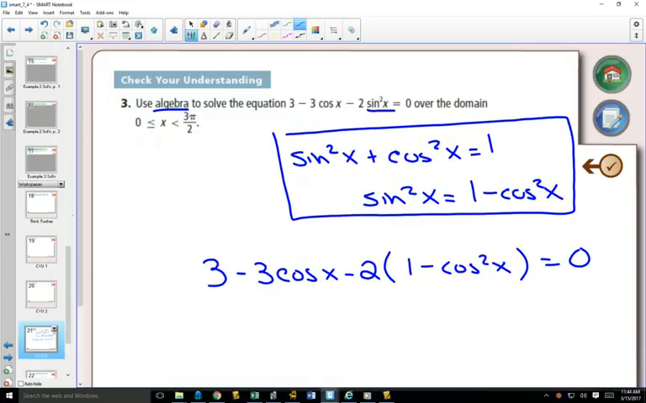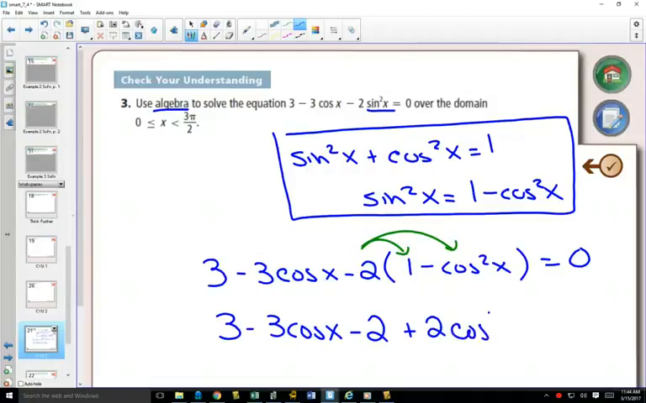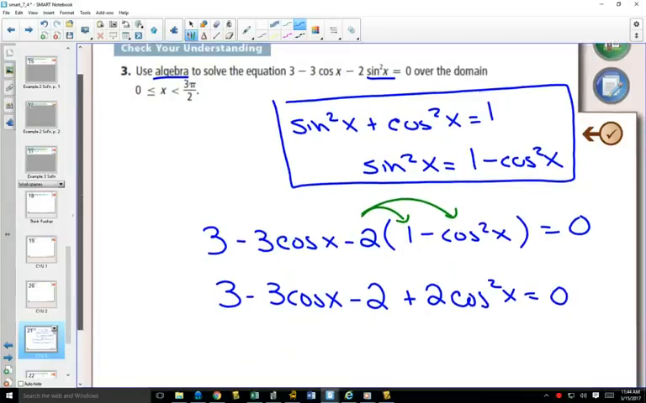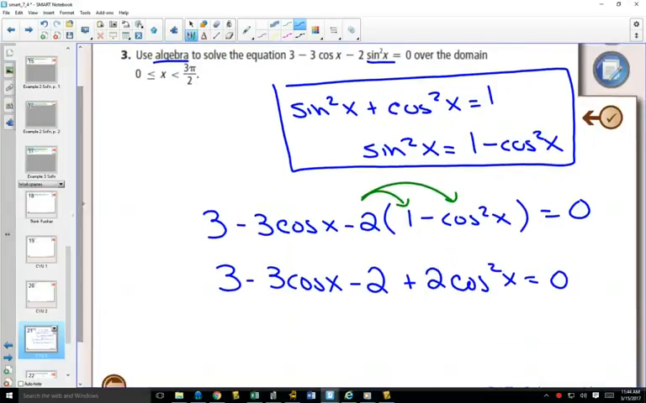So now if we take this equation and distribute things out, we're going to get 3 minus 3 cos x minus 2, because this gets multiplied here, and the minus 2 also gets multiplied there, plus 2 cos squared x equals 0. And I recognize that I have a quadratic equation. How do I solve quadratic equations? Either by factoring or the quadratic formula.